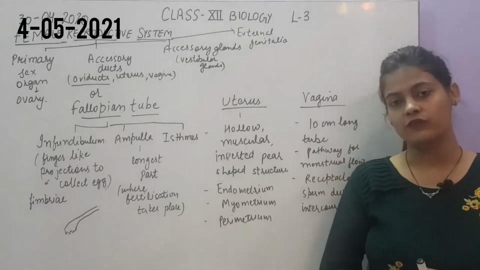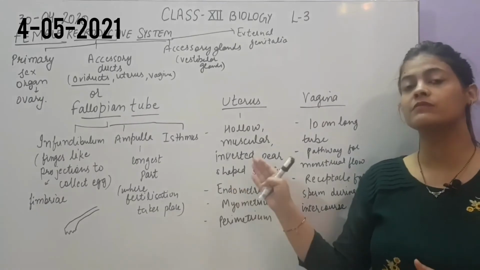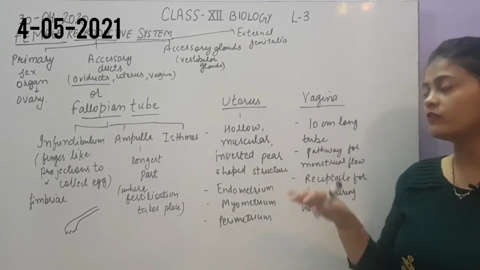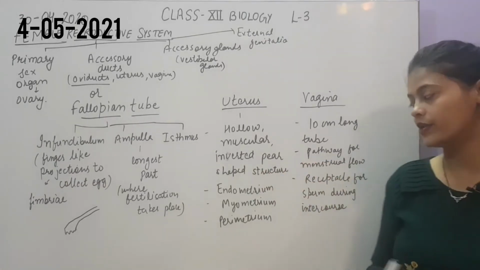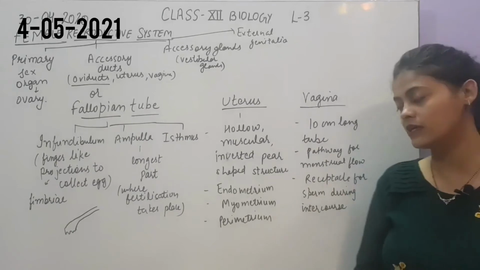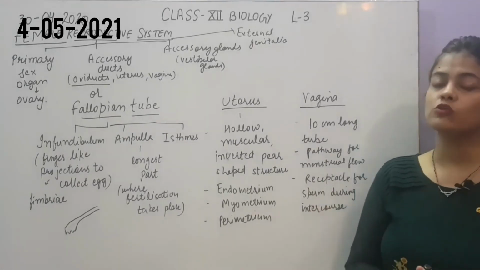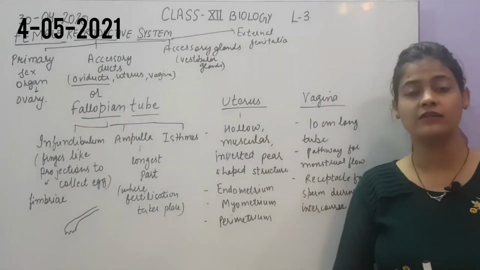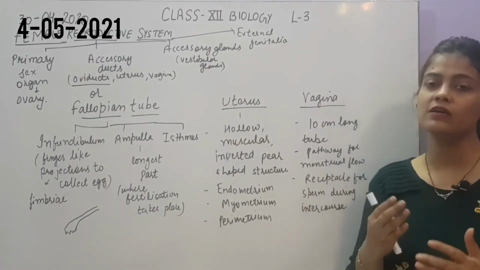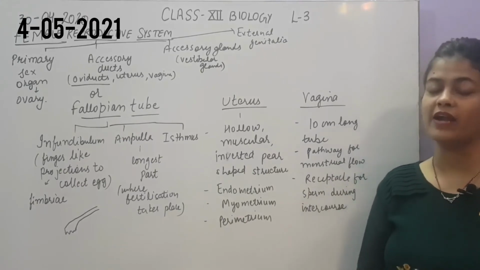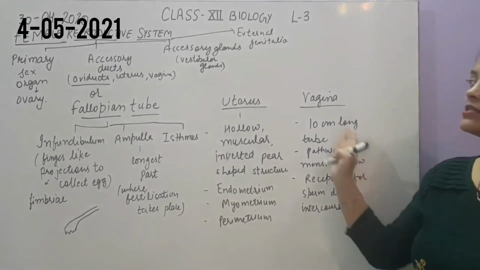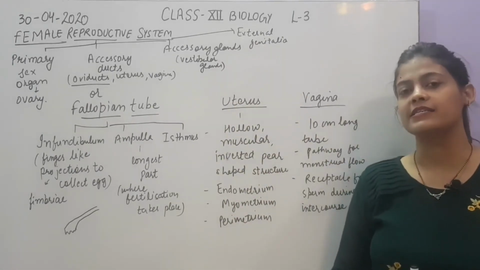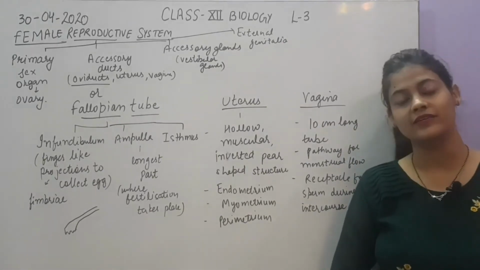So it provides the pathway for menstrual flow, as when the endometrium sheds or breaks, the blood will be released out through the vagina outside the body, as well as it will act as a receptacle for sperm during intercourse. So when the sperms are released into the female reproductive tract, the vagina will act as a passage for the release of sperms into the female reproductive tract through the penis. So these are the accessory ducts. Let us now discuss the external genitalia and accessory glands of the female reproductive system.